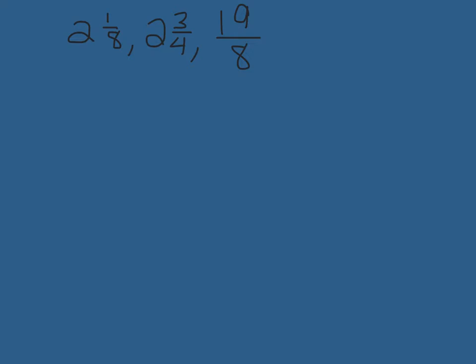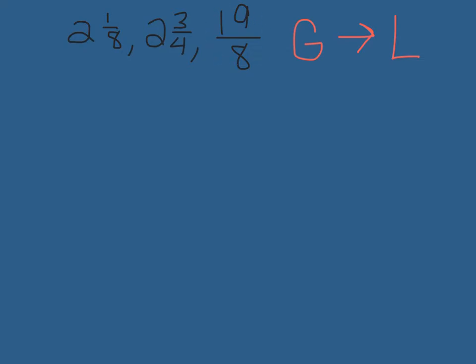Okay, let's take a look at this example. Here they want us to put it from greatest to least. So the greatest will come first and the least will come last. So I take a look at my numbers and I have 2 1/8, 2 3/4, and 19/8. Okay, this is an improper fraction, so I'm going to turn it into a mixed number so that I can compare.